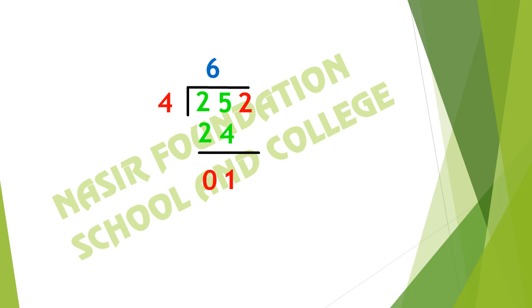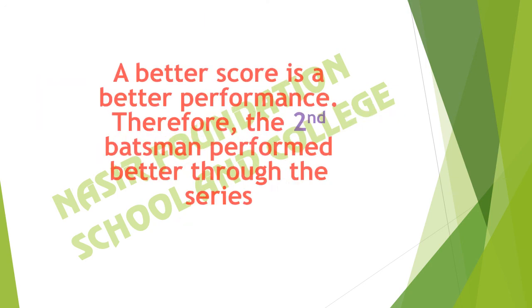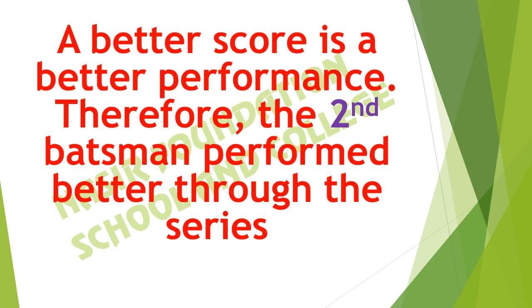Now we have only 1. We will write the next digit, that is 2. It makes 12. 4 into 3 we get 12. And if we subtract 12 out of 12 we get 0. If we divide 252 by 4 we get 63. 63 is mean score of second batsman. A better score is a better performance. Therefore, the second batsman performed better through this series.